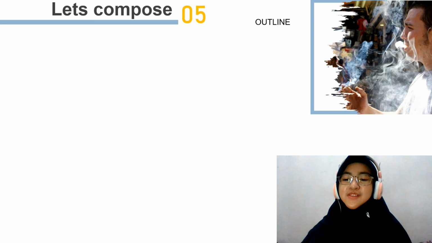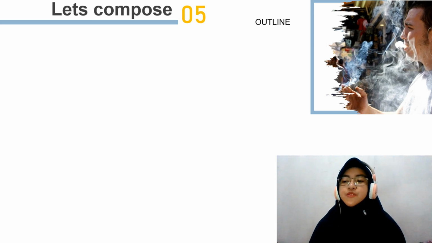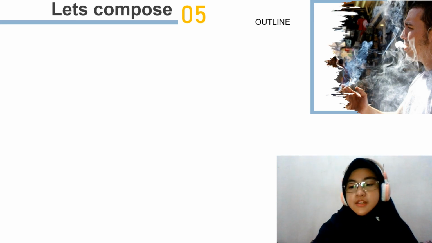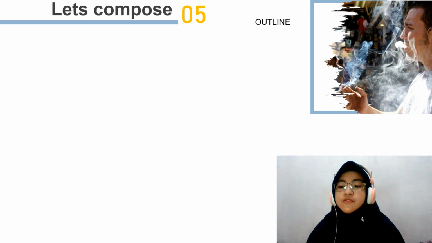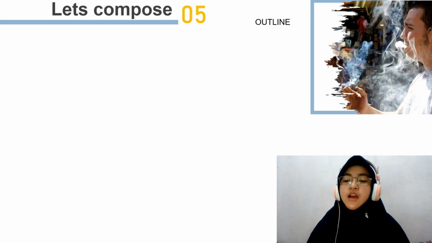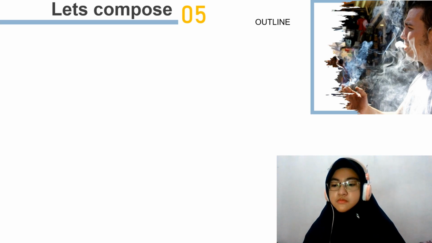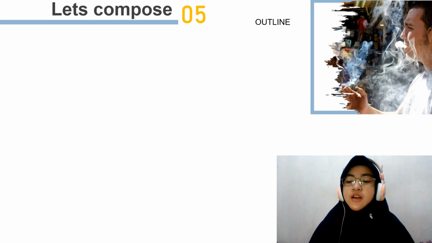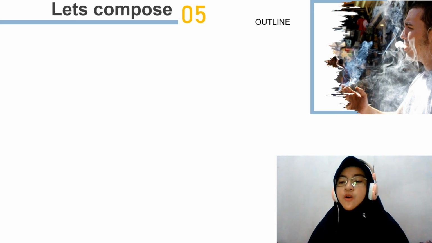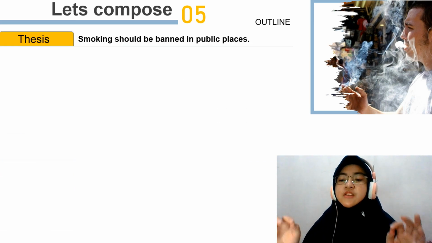Now let's compose. If you are confused about what to do first when you are going to write a text, you can use these tips. The first one: you only write the outline. What is an outline? An outline is only the generic structure of the text. For example, here, the analytical exposition text structure, and then you write one sentence in each generic structure.